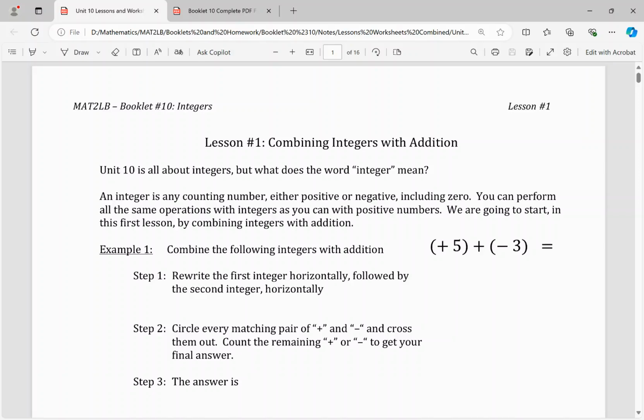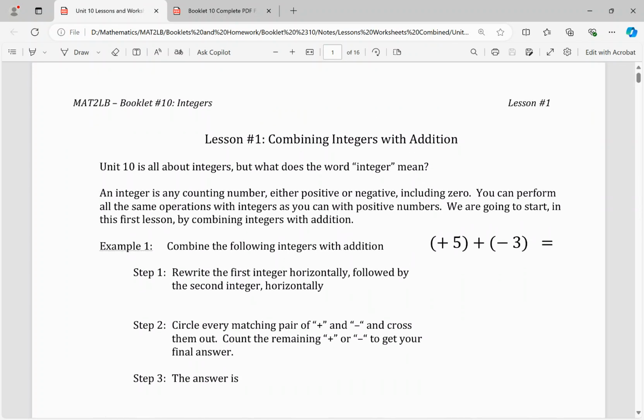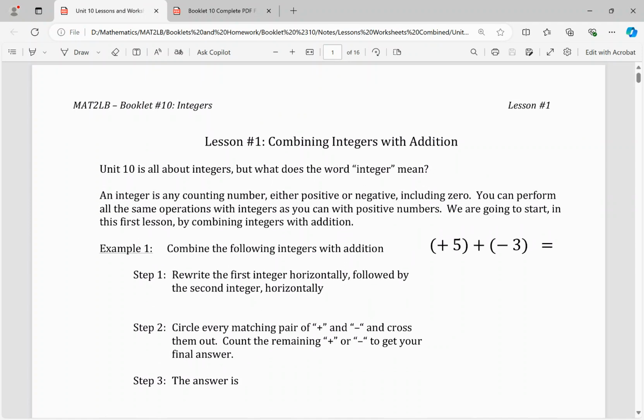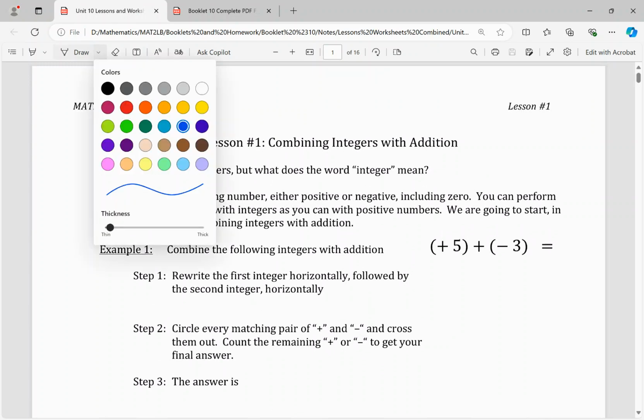All right, everyone. Today we will be completing the first lesson in Booklet 10. Booklet 10 is working with integers, and the first lesson is combining integers with addition. So here we're going to continue our work with algebra, but we're not going to be dealing with fractions as much as we have been in the past couple units.